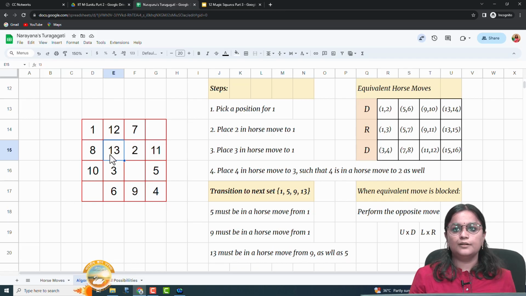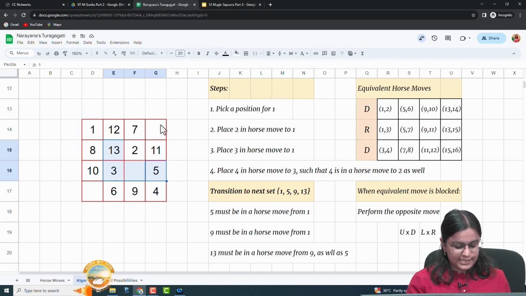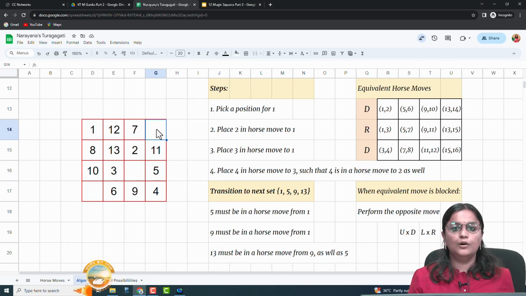Our equivalent horse moves table tells us that 13 and 14 must be placed in a horse move in the down direction. So, let us start. If we were to take this, we realize that we are blocked by the placement of the digit 5. We must invert this move and place 14 here at the top.